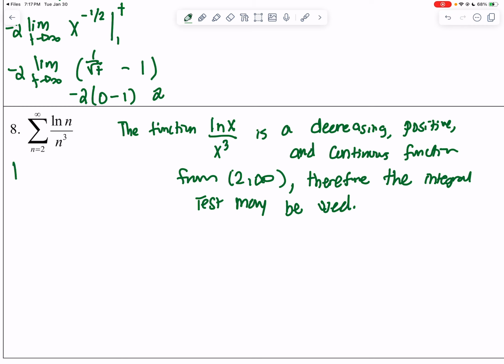So in this case, I have the limit as t approaches infinity of the integral from 2 to t of ln of x over x to the third power dx. Now, obviously, this is going to get pretty messy pretty quickly because this is the same thing as saying ln of x times x to the negative 3, which is a product. Great. Not improper. An integration by parts integral.